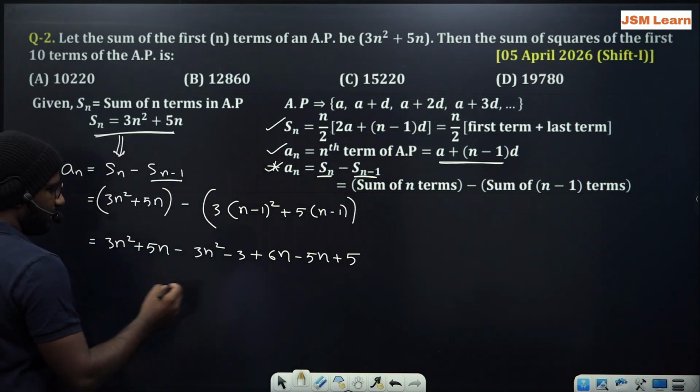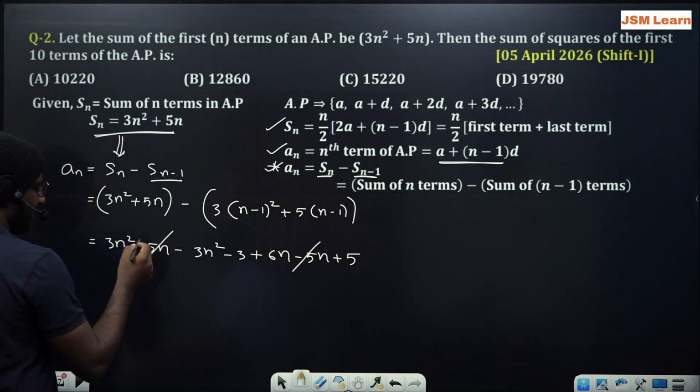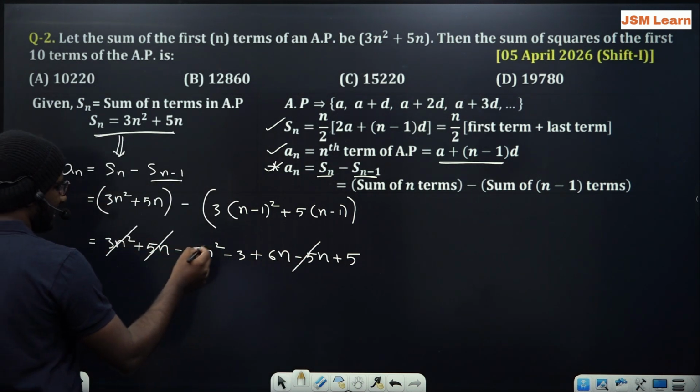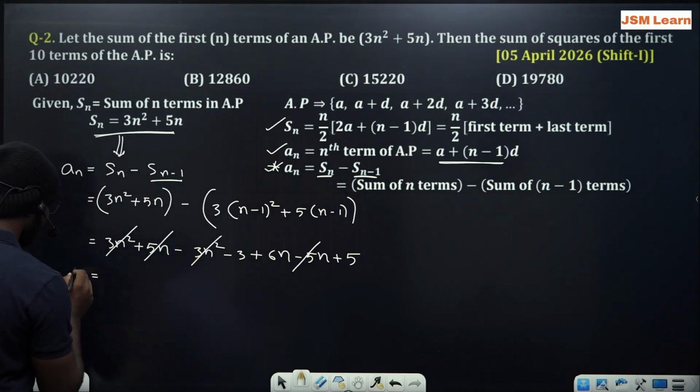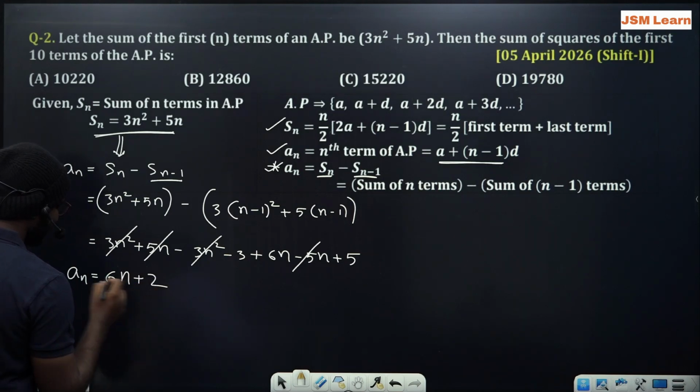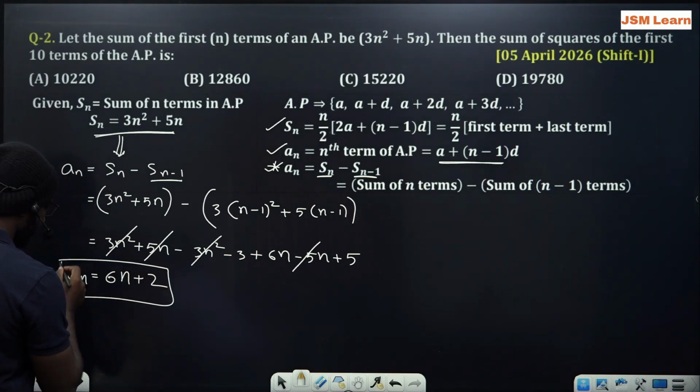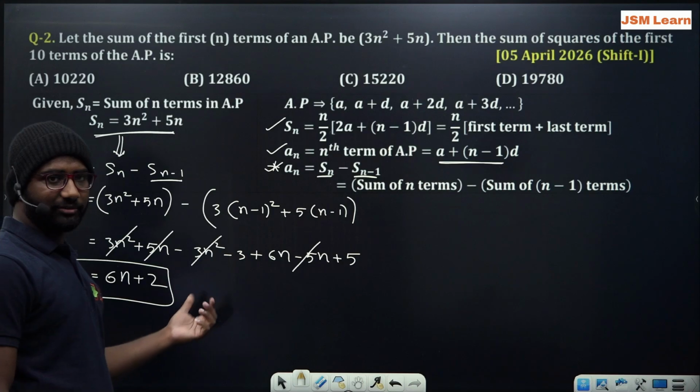So here minus 5n and plus 5n will get cancelled, 3n square and minus 3n square will get cancelled, and the final nth term of the AP is equal to 6n plus 2. So we got the nth term of the AP.